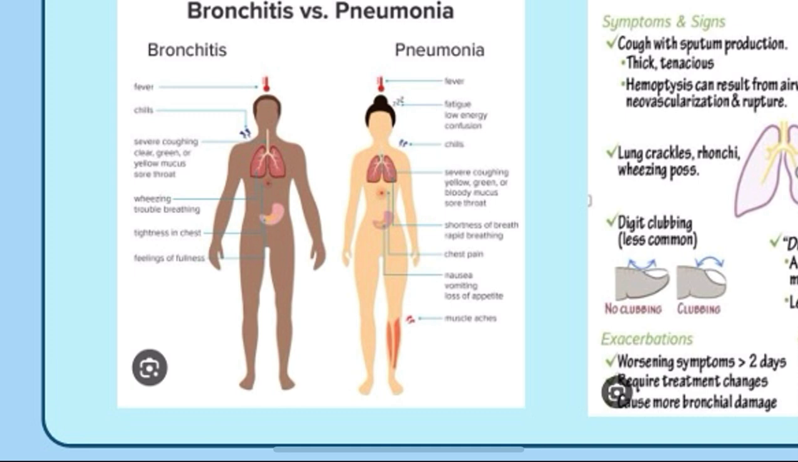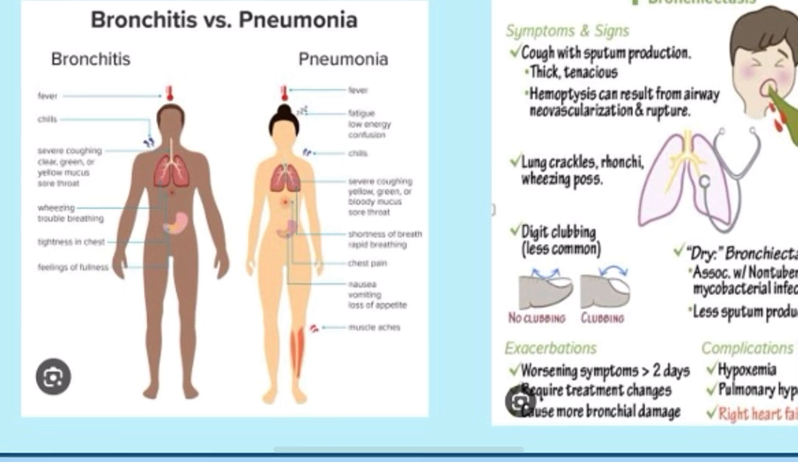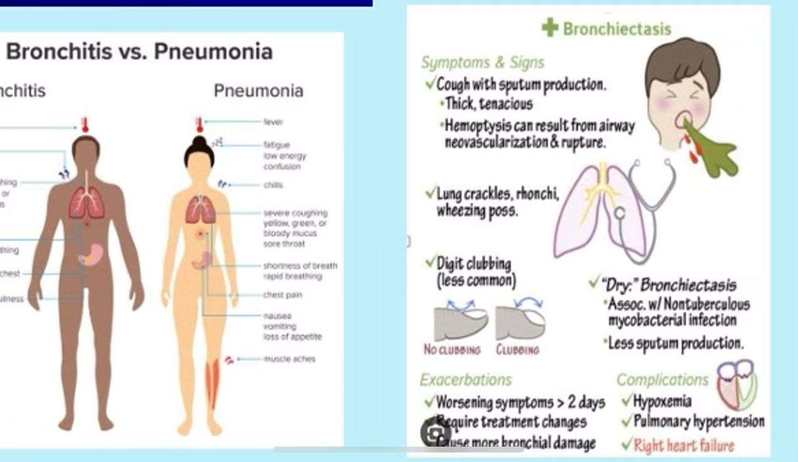In bronchitis, the patient presents with fever and chills, severe coughing. The cough can produce greenish or yellow mucus expectorate, sore throat, wheezing, tightness in the chest, feeling of fullness in the abdomen. Whereas in pneumonia, the patient presents with fever, fatigue, confusion, chills, sore throat. Again, severe coughing will be there, yellow, green, and bloody mucus production, shortness of breath, chest pain, nausea, vomiting, loss of appetite, muscle pain.